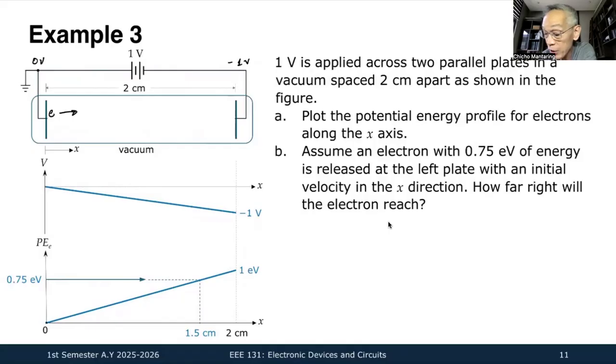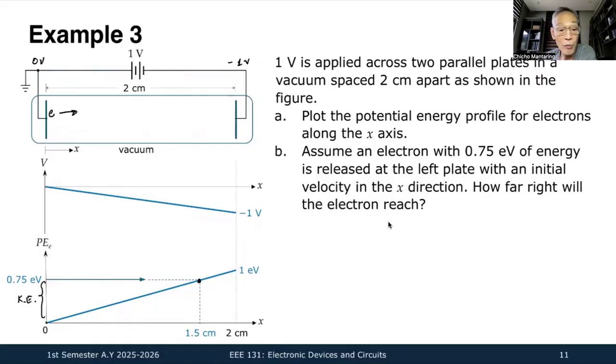This is the potential energy. So what is this going to be? This is going to be its kinetic energy. But notice, if it is going to the right, its kinetic energy will linearly drop. As it is going to the right, the kinetic energy becomes smaller and smaller, up to the point where the kinetic energy will be equal to 0, and the potential energy will now be equal to 0.75 electron volts. And that will happen here.